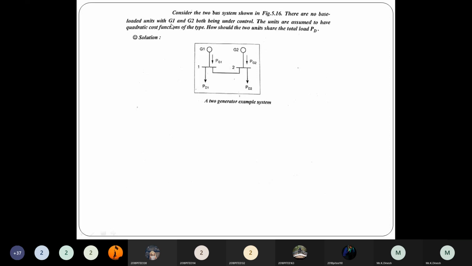Next example, consider two systems shown in the figure. We have two generators. There are no base loaded units P1 and P2, both being under control. So here you have your controllers. The units are assumed to have the quadratic function of the type. How should the two units share the total load PD?